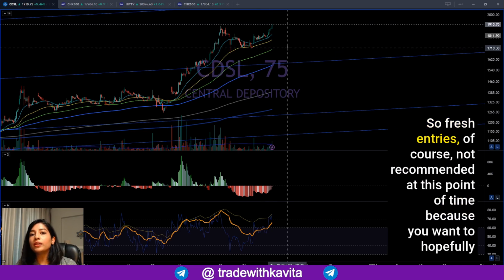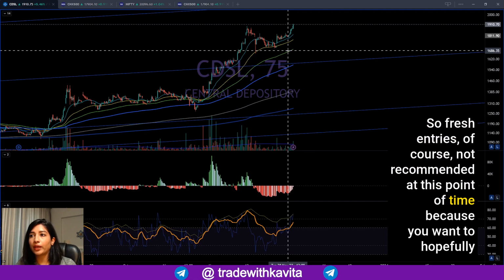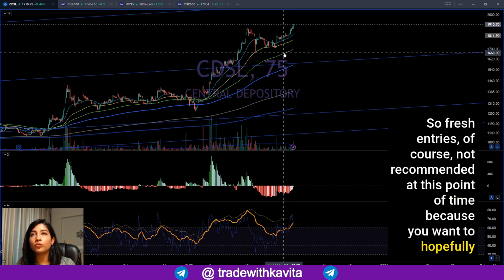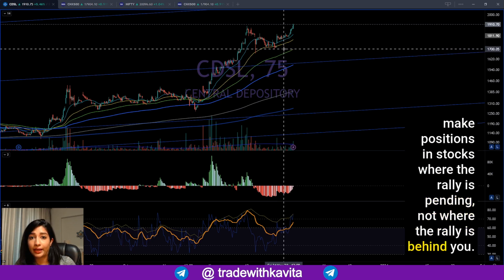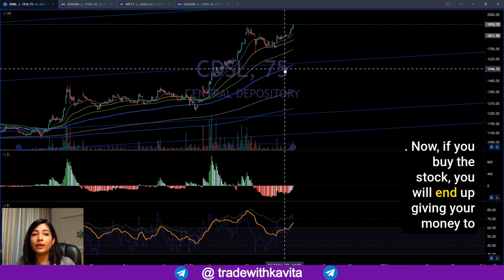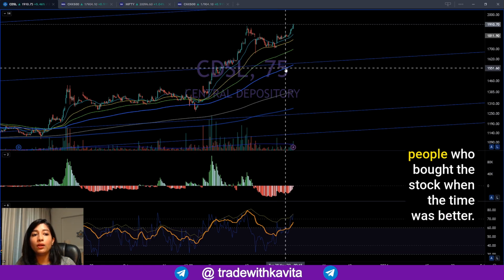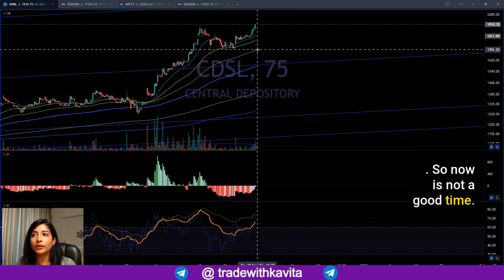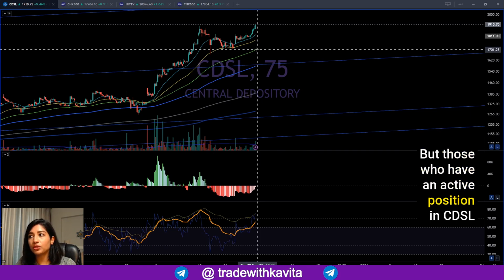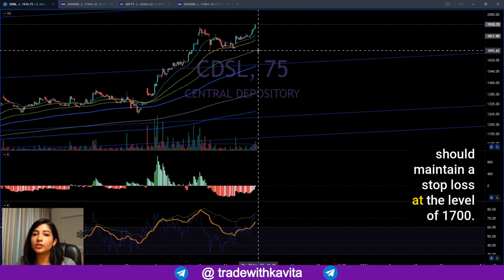So fresh entry is of course not recommended at this point of time, because you want to hopefully make positions in stocks where the rally is pending, not where the rally is behind you. Now, if you buy the stock, you will end up giving your money to people who bought the stock when the time was better. So now is not a good time. But those who have an active position in CDSL should maintain a stop loss at the level of 100.